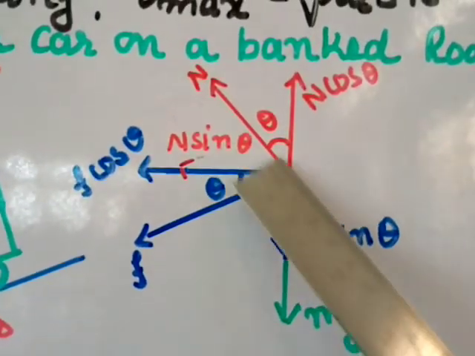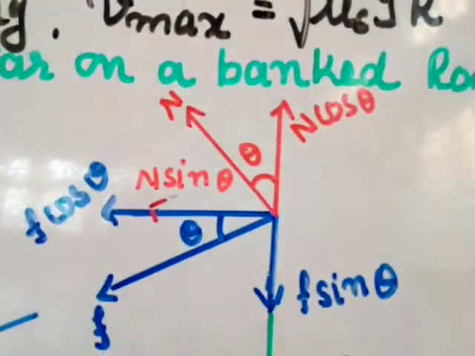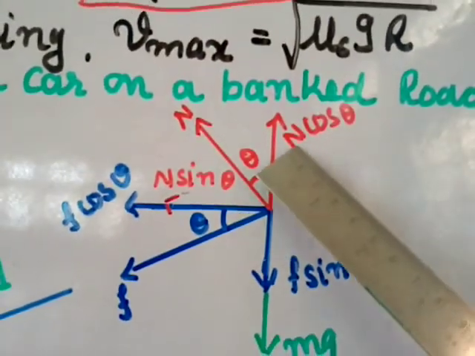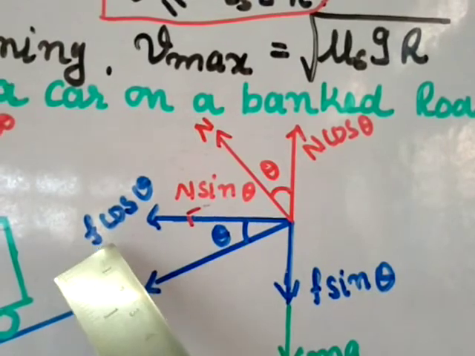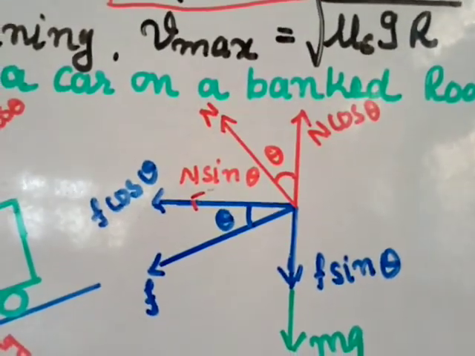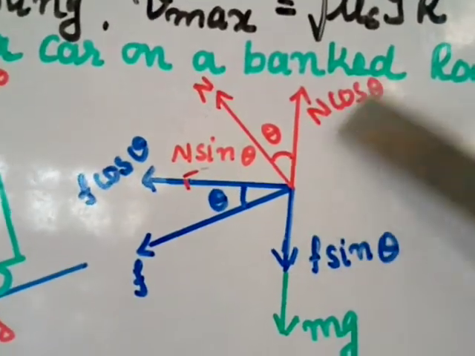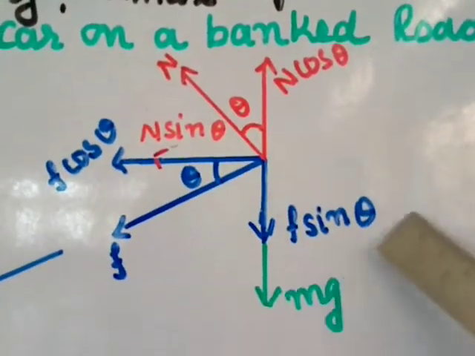And this is the normal force I have drawn here. If this angle is theta, this angle also is theta. So this normal force is also resolved into two components: one is N cos theta and one is N sin theta. Now these two, F cos theta and N sin theta, will add together and provide the centripetal force. And this is the upward force N cos theta, and this is the downward force F sin theta plus mg.